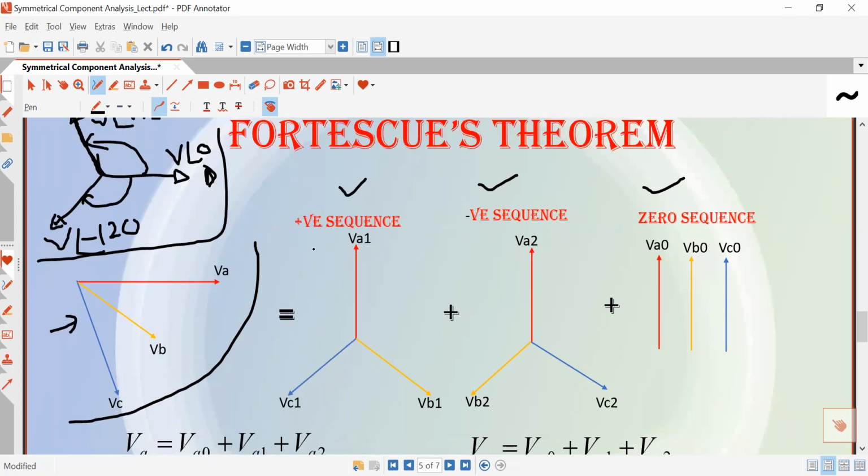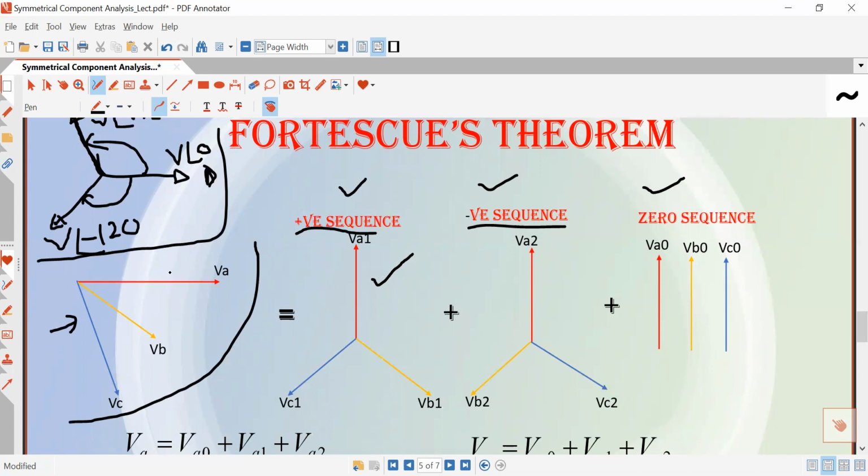One balanced phasor set is called the positive sequence component. The other balanced system will be the negative sequence component, and the third component will be the zero sequence component. And what is the meaning of positive and negative sequence component? A positive sequence component means the phase sequence of this phasor set will be the same as the original phasor.